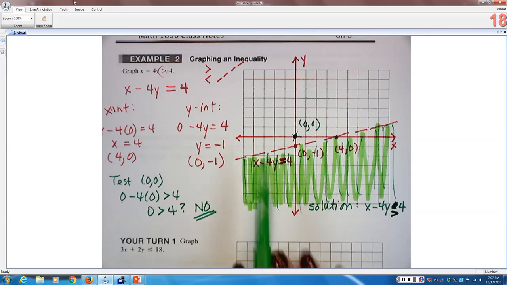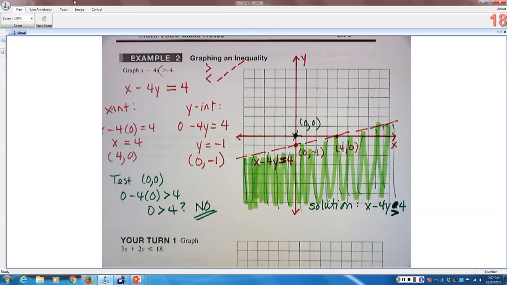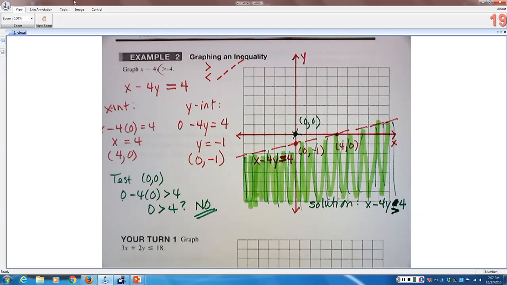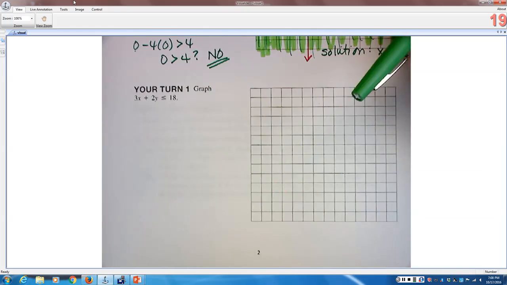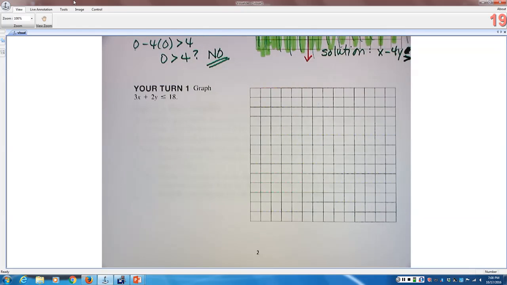But again, the solution is the shaded area. There's not a way to write it as ordered pairs or anything like that, other than x is less than or y is less than. You've got to actually shade the area on the graph. So you're going to do some graphing this time. Okay? Now, this one is your turn. Graph 3x plus 2y is equal to or less than 18.